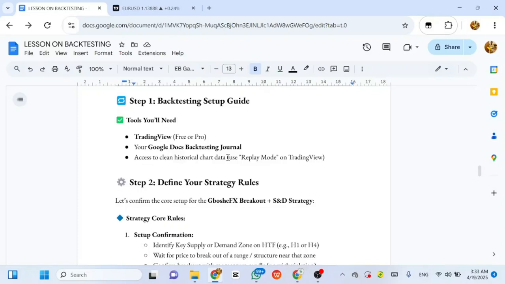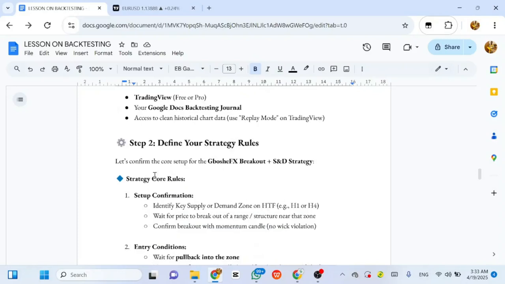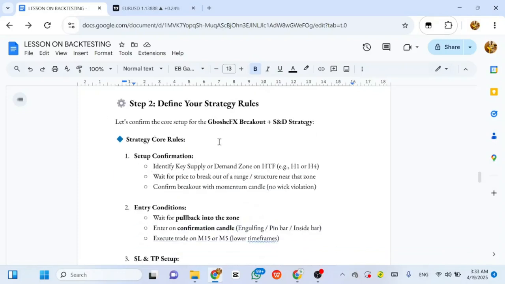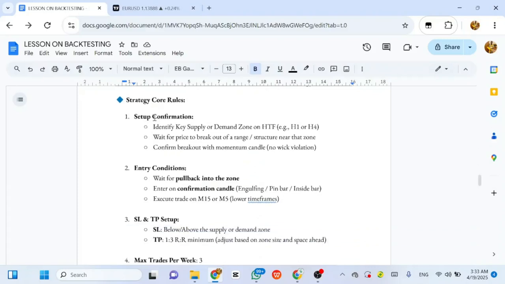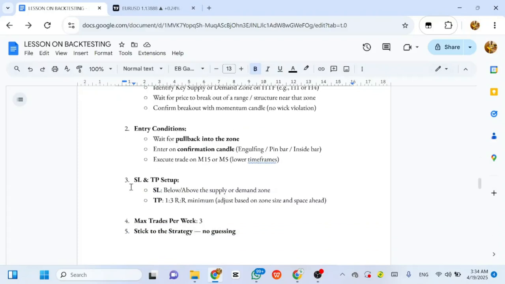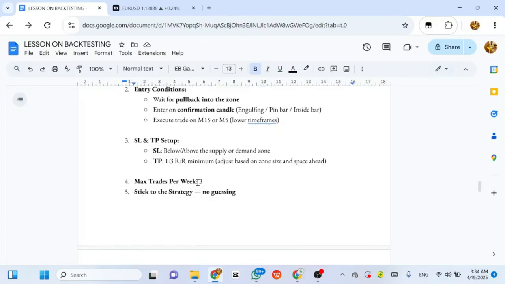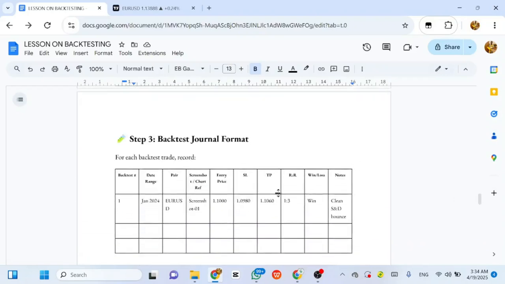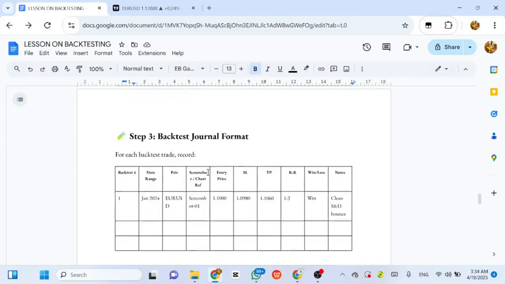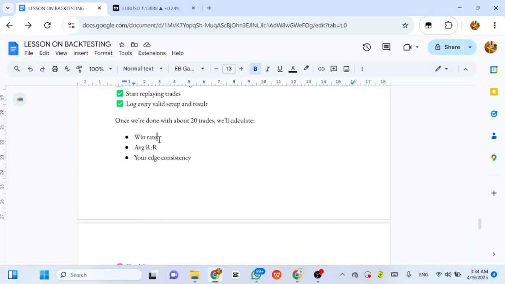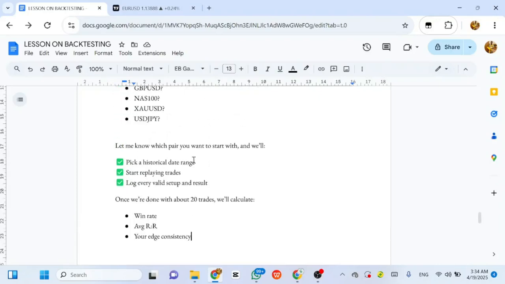What do you do next? You need to put the strategy into perspective like this, right? Using this as an example, because this is what I will use here. Looking at this, you see we have setup confirmation, we have entry conditions, we have SL and TP, we have a maximum of 3 trades per week. And then we have a trading journal to journal all our trades. Mind you, the purpose of all of this is to identify the win rate, the average risk to reward, and the consistency of the edge that the strategy brings, right? This is what we are trying to figure out.